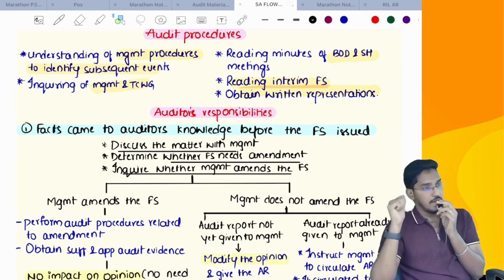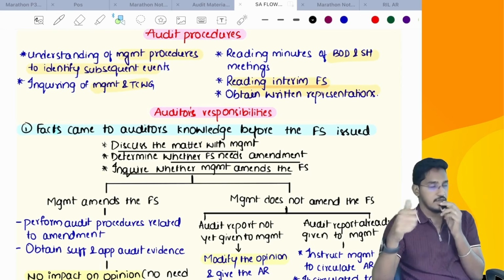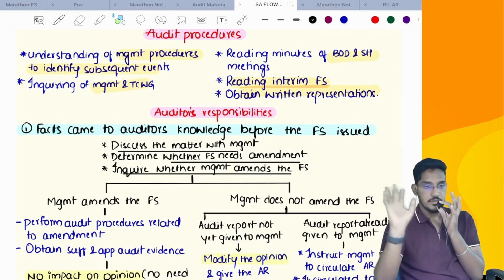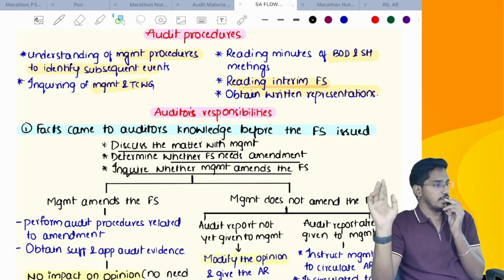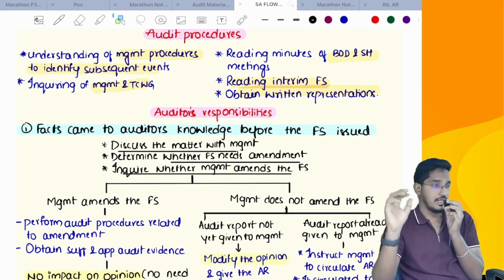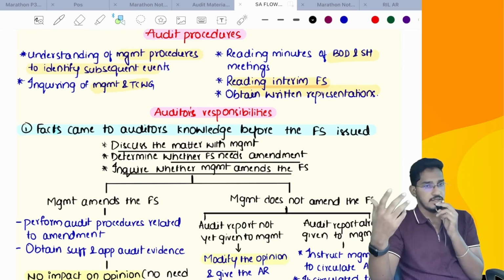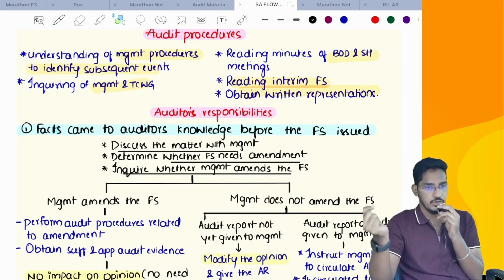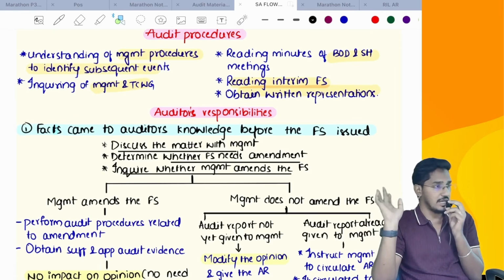What are they? First, management agrees to amend the financial statements. If the management agrees, happy. But you should do one thing: perform extra procedures to check whether they have done the amendment properly or not. The management says, yes sir, we have done the amendment. You can't blindly believe that. So you should check at least once whether they have done the amendment properly. You need to perform audit procedures and obtain audit evidence regarding that amendment.